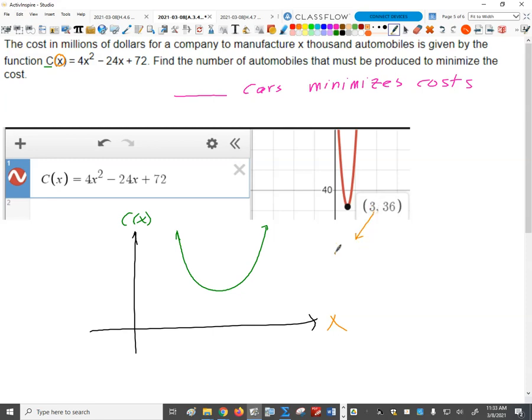what's the 3 telling me? It's telling me that 3,000 cars, right? Because we're talking about x is thousands of automobiles. So it's telling me that 3,000 cars minimizes cost. And what is my cost? My minimum cost is $36 million.